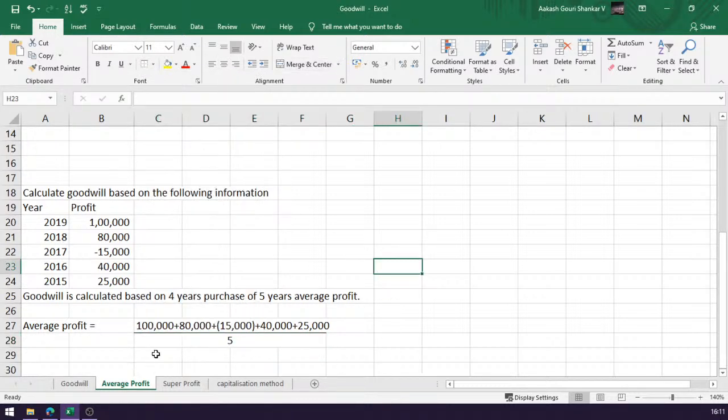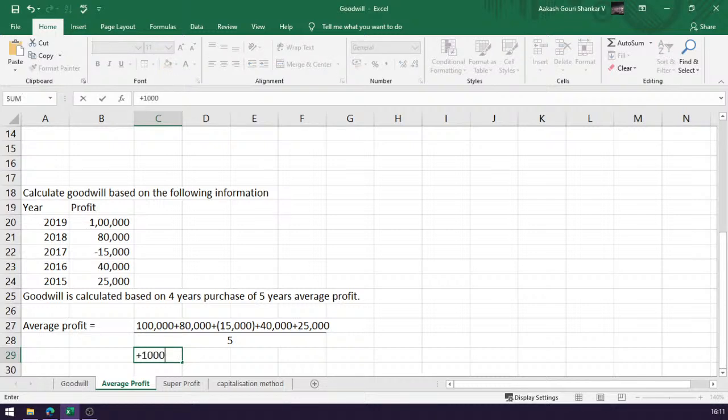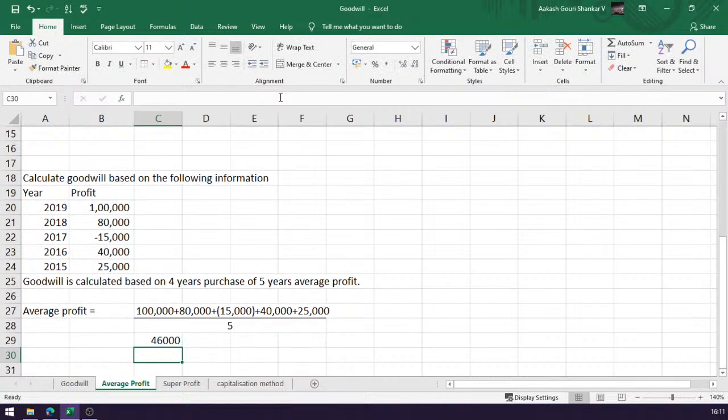So total divided by 5, we will be getting 1 lakh plus 80,000 minus 15,000 plus 40,000 plus 25,000 divided by 5. So our average profit comes to 46,000 rupees. So the next step is to calculate the goodwill.